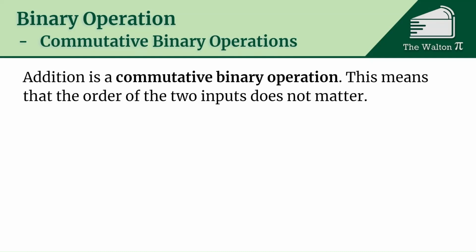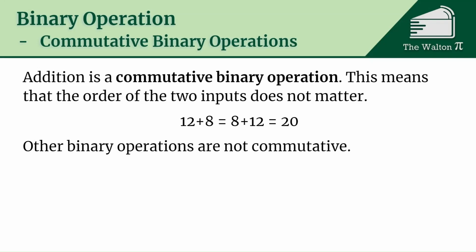Okay? Addition is an example of a commutative binary operation. This means that the order of the two inputs doesn't matter. I can do 12 plus 8, or I can do 8 plus 12, and I'm always going to get out 20. Okay? Other binary operations are not always commutative.